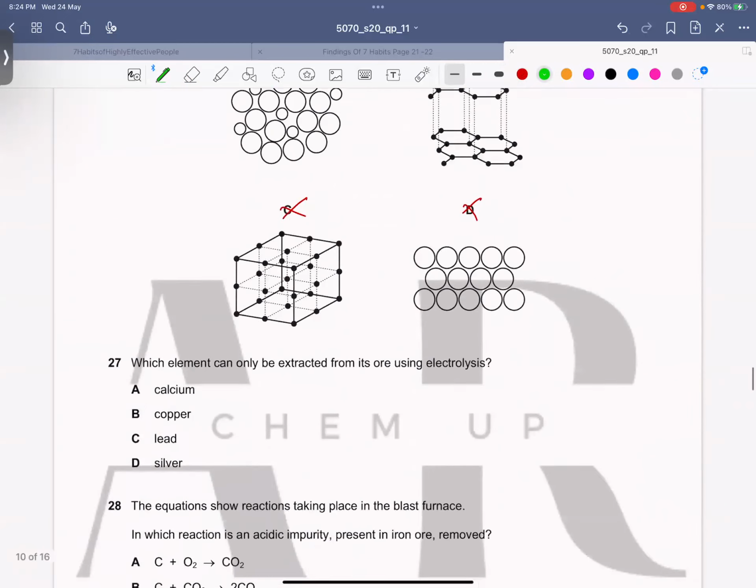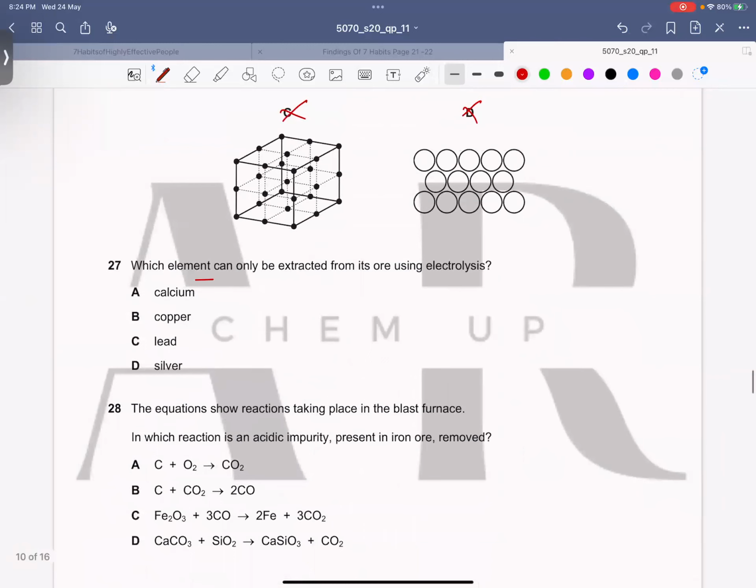Question number 27. Which element can only be extracted from its ore using electrolysis? If you recall, we have a list from the reactivity series: potassium, sodium, calcium, magnesium, aluminium, and then we have carbon. So the elements which are above carbon are actually extracted from their ore through electrolysis. So if you look according to this, B, C, and D go wrong, and A is your correct answer.